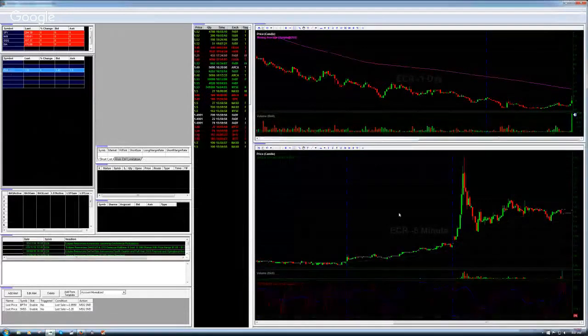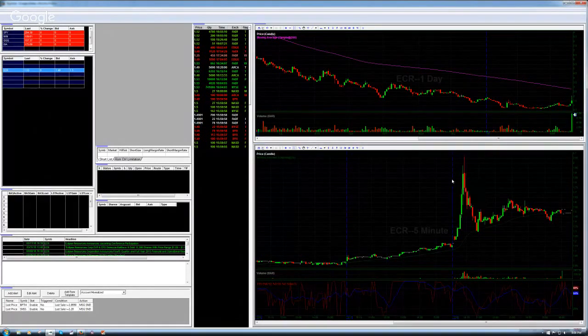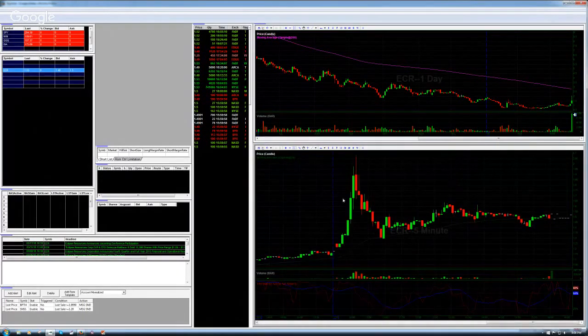ECR. We traded this on Friday in our chat room. These types of trades are what I look for, where the stock gets so extended that it's almost a guarantee that it's going to retrace at least a little bit. And I have a vision in my head of what I want to see on this particular pattern.